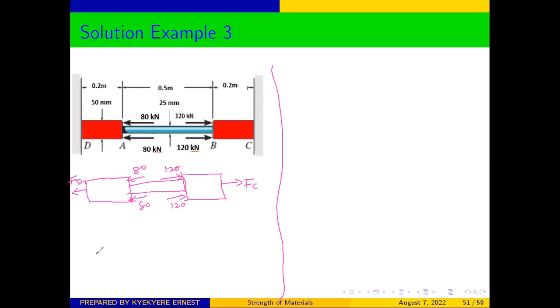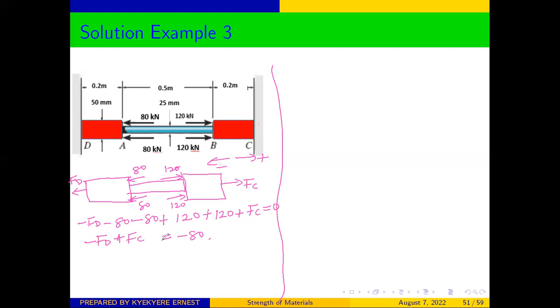So from this free body diagram, any force going to the right is positive, and to the left is negative. From here we can write our equilibrium equation. FD is going to the left, so negative FD, minus 80, this 80 is also going to the left, minus 80. This 120 is going to the right, plus 120, plus this 120 is also going to the right, plus 120, plus FC is going to the right, FC equals 0. Then from this expression, negative FD plus FC should be equal to negative 80.